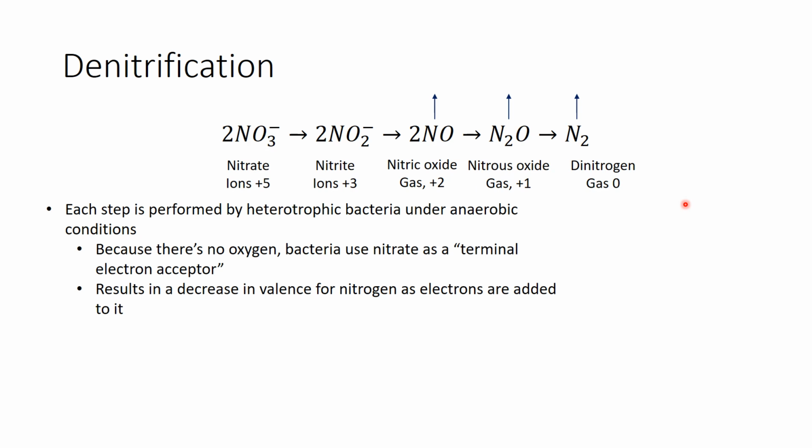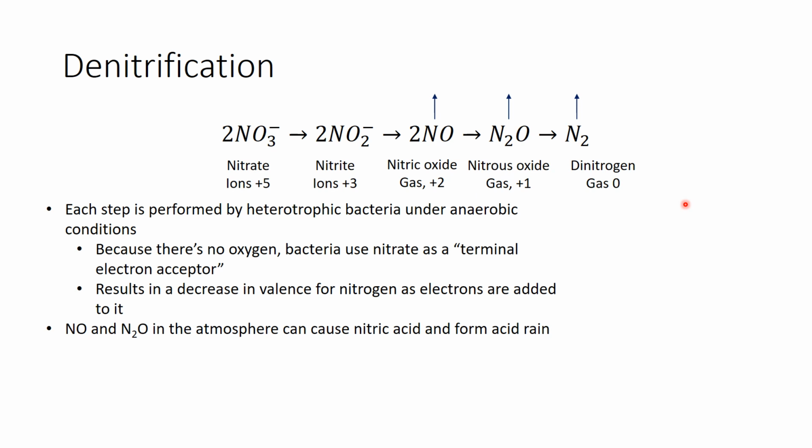All right, so again, each of these steps are performed by heterotrophic bacteria under anaerobic conditions. So these are microbes that are consuming organic matter, and this occurs under a low oxygen environment. So it is decreasing the valence state of the nitrogen as more electrons are added to the nitrogen.